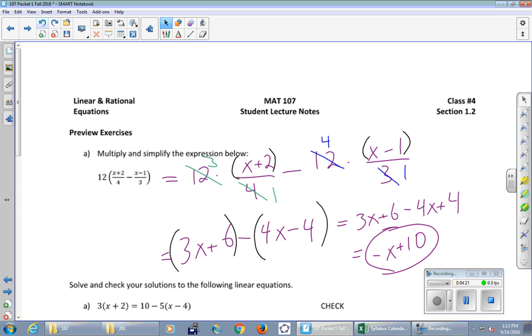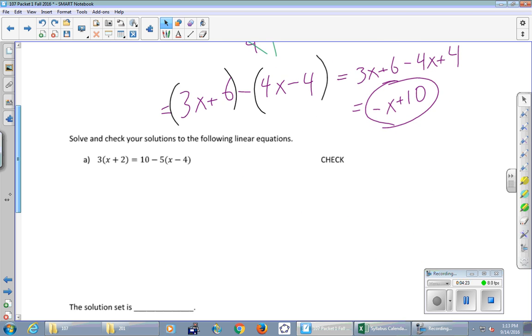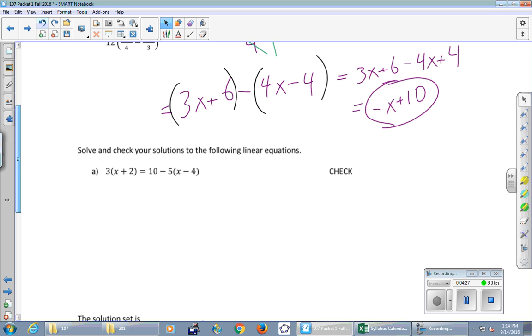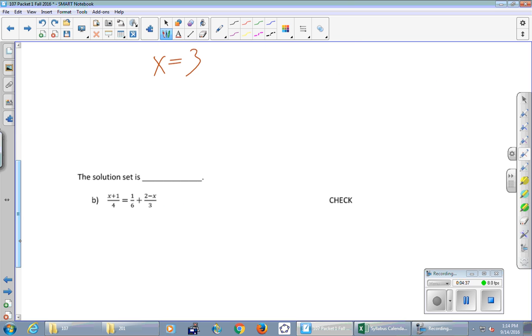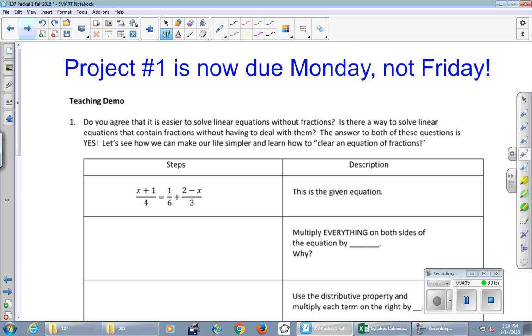Okay, so part A, I think hopefully was straightforward. What's the answer? X equals 3. Anybody else get that? Okay, x equals 3 with some careful distributing. The last part is the tricky part, solving this equation right here. And we're actually going to do that together on the very next page. So just turn to the next page.